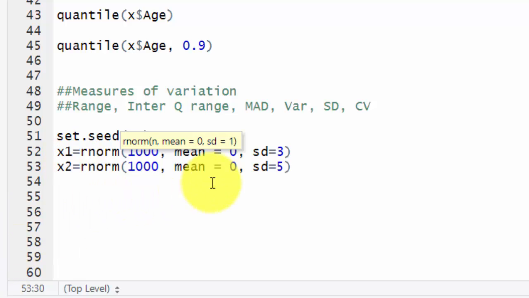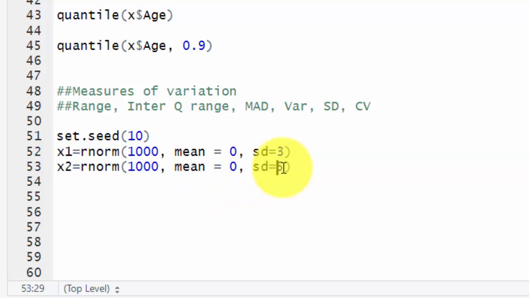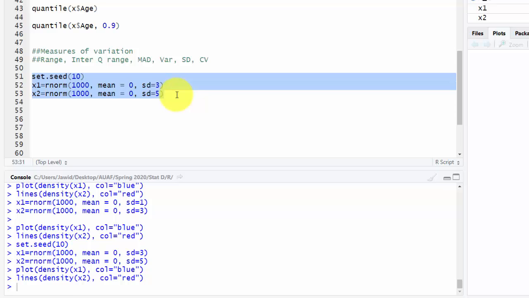Now, these two variables are identical in all aspects apart from the standard deviation, that x2 has a higher standard deviation. And from the lectures, we know that a higher standard deviation is an indication that the second variable has more variation. Okay, let's run all of them together.